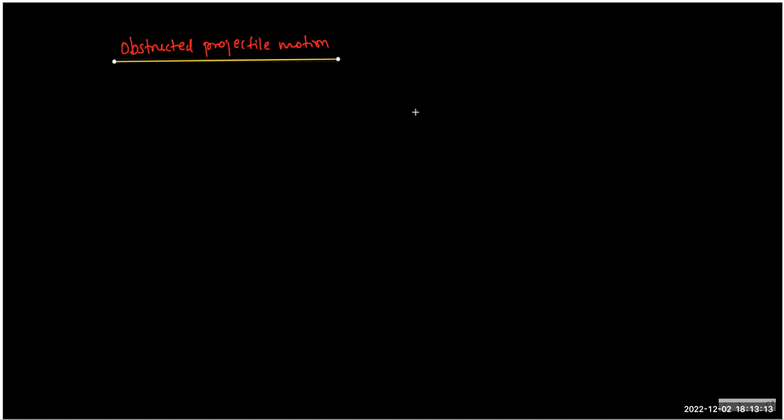Okay. So what is obstructed projectile motion? It's something very interesting. Now, there are two versions to it. One is which you will study in the chapter of center of mass, in the collision chapter. The other is what we are going to study here, with the assumption that the collision is perfectly elastic. So there's something called perfectly elastic collision in physics.